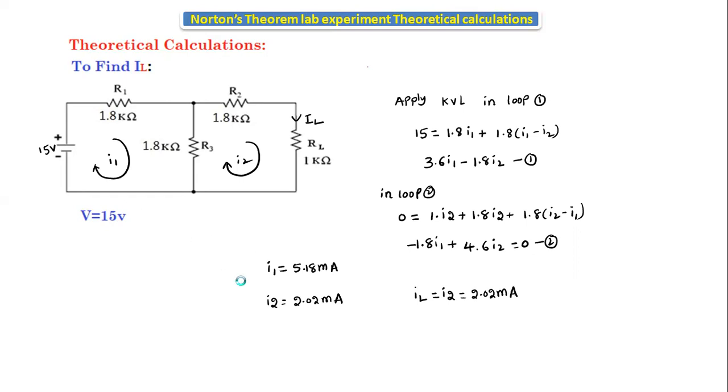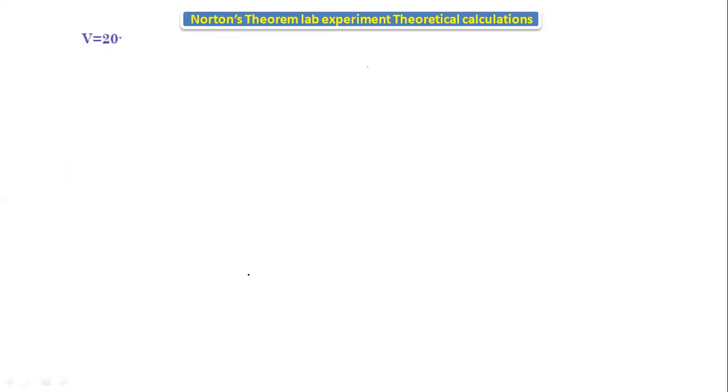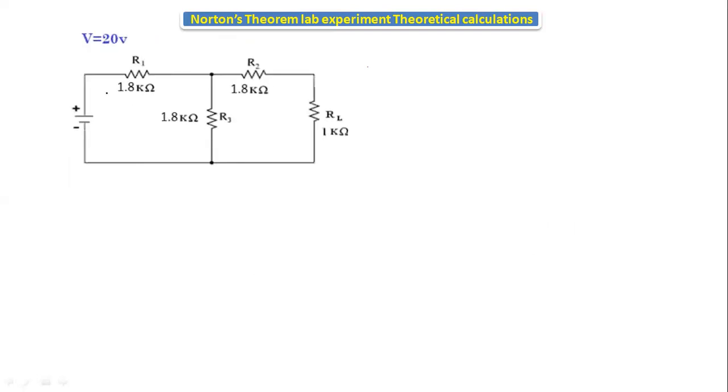Now let's see the different voltages, that is 20 volts and 25 volts. If we apply KVL in loop 1 and loop 2, here we are applying 20 volts. Assume that current I1 is flowing in this loop and current I2 is flowing in this loop. This is the load current IL.